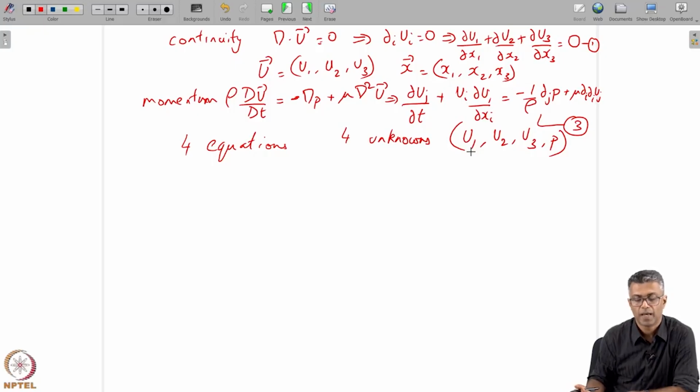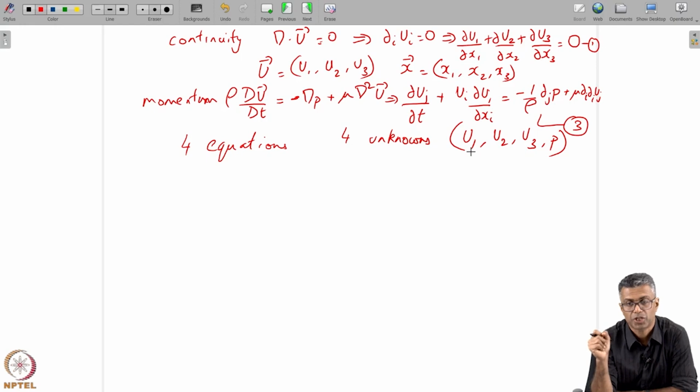However, in the first equation, I do not have pressure. I have only velocity. And in the second equation, the vector equation, I have velocity and pressure. So how do I solve for pressure from here, because the first equation does not have pressure? I will need to obtain an additional equation for pressure.